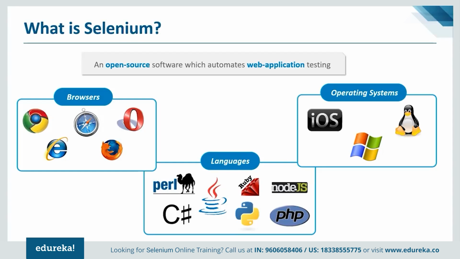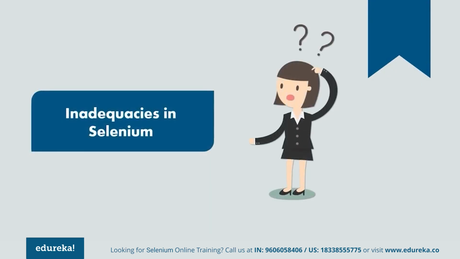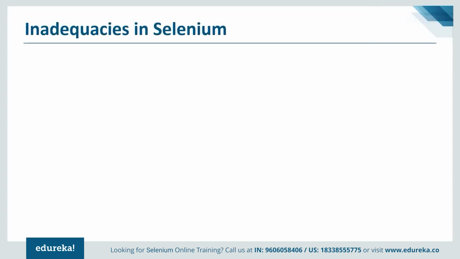So we now know that Selenium is not a one-stop solution. It has its shortcomings. Now that's okay because most of these softwares and applications have shortcomings. But the point is, can it be resolved for Selenium? If yes, then how? What could be the possible inadequacies in Selenium? Let's have a look at what the shortcomings are and how it can be resolved.